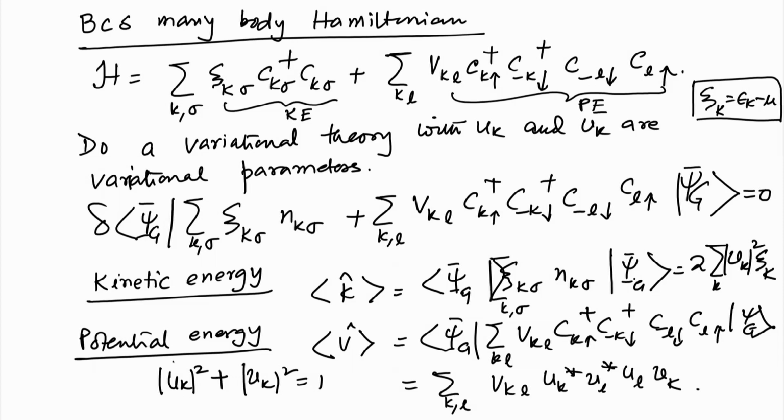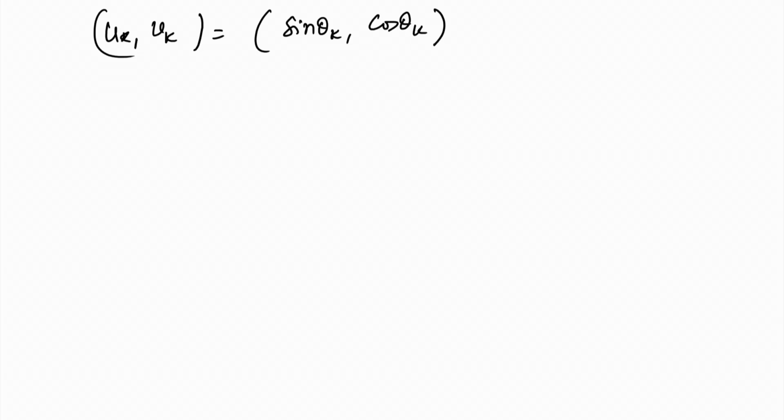Now, because of this constraint, one can actually take a pair of variables like this and reduce the number of variables from 2 to 1. See, it is always very difficult to do a variational calculation with two variational parameters, then you have to look for the minimum in a two dimensional space. It is much easier to look for a minimum on a one dimensional line, and that is now given by this single variable theta_k.